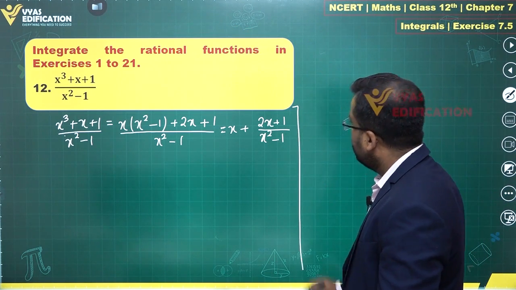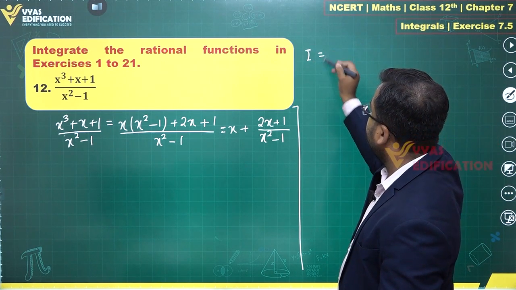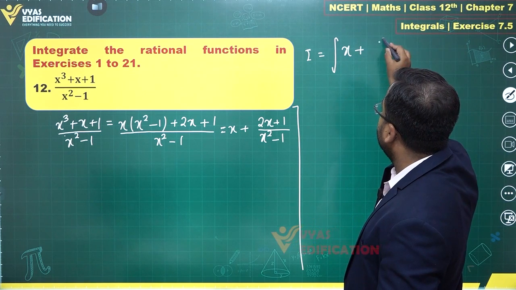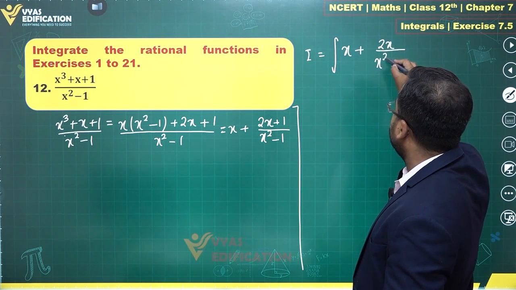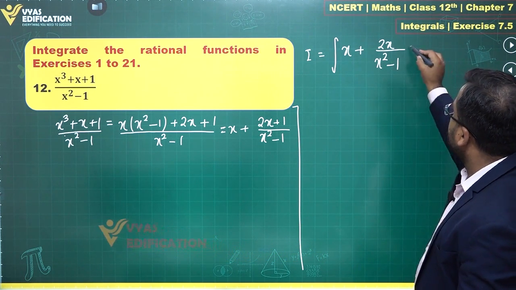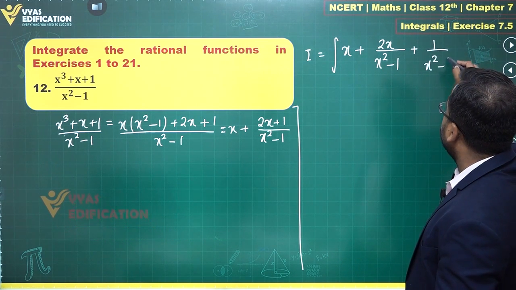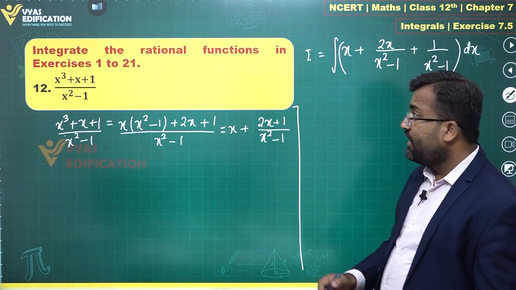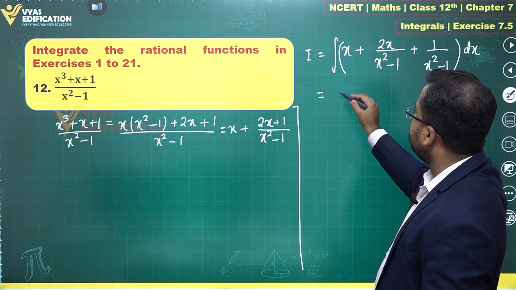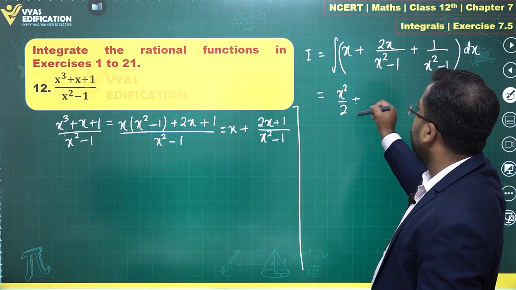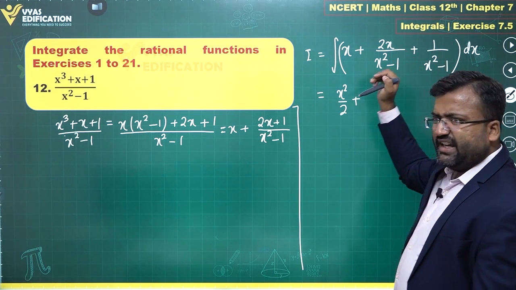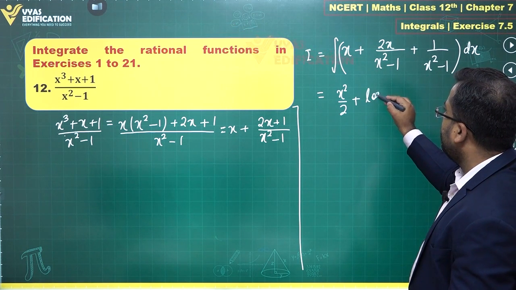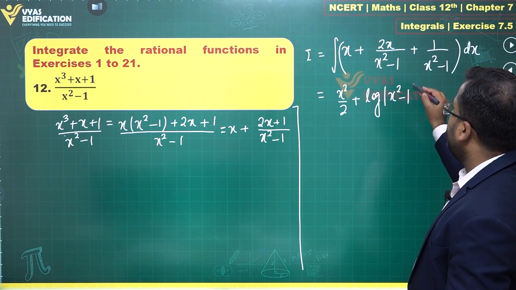Why not? So I will be equal to the integral of x plus 2x upon x square minus 1, this is the derivative of this, plus 1 upon x square minus 1 dx. Right? This is what I'll get. And this is equal to x square by 2, plus, this becomes 2x dx, which is nothing but the derivative of x square minus 1, so this is dt by t, which becomes log of modulus x square minus 1.